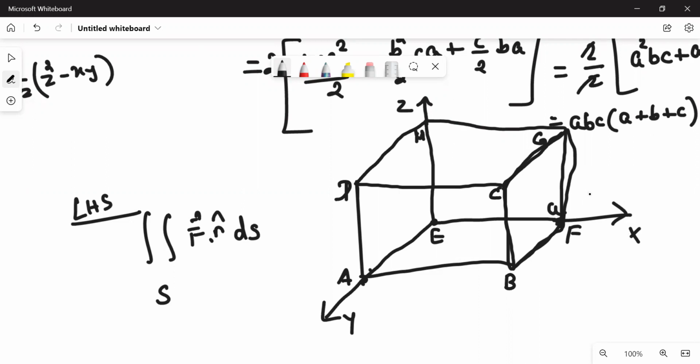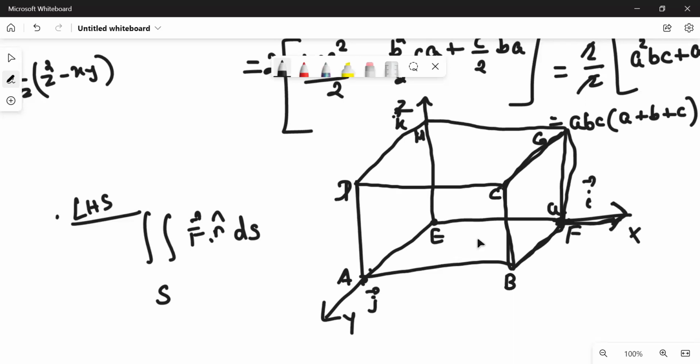And what about i, j, k? i, j, k are nothing but unit vectors corresponding to the axes x, y and z respectively. That is, for the axis x we have unit vector i. Corresponding to axis y we have unit vector j. And corresponding to the axis z, the unit vector is k. We need the outward drawn unit normal. So from the surface, the unit normal should go out. That is the direction of unit normal. So for the surface BFGC, the unit normal n cap is i.